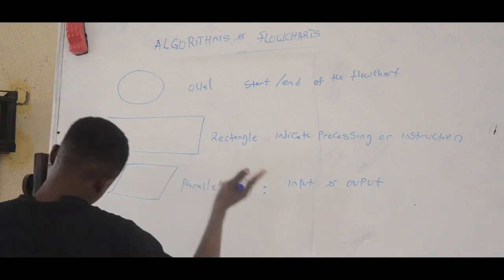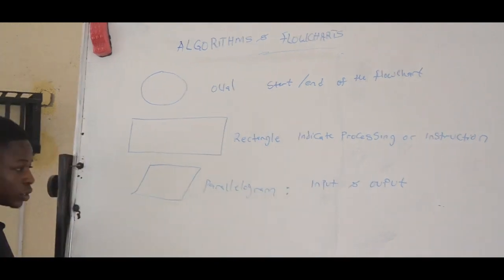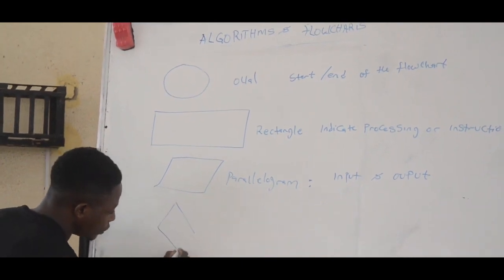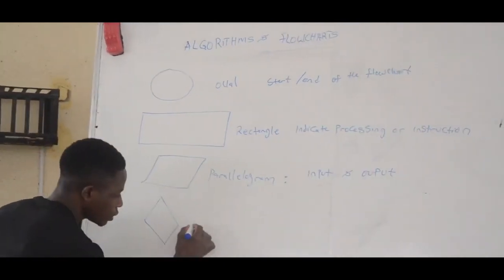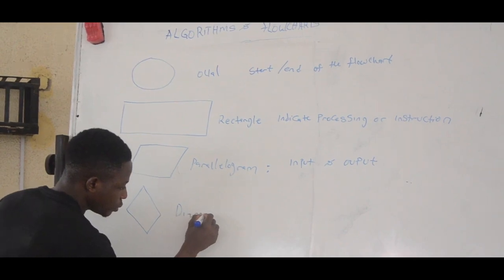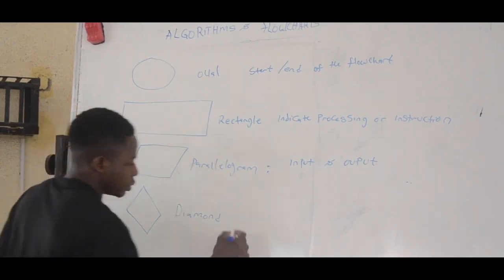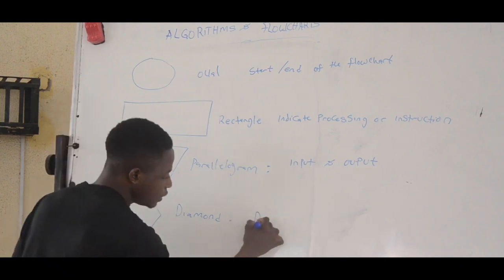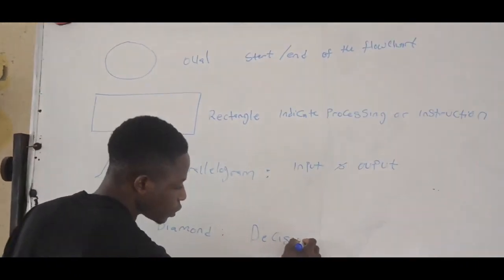Now we have another one, which is very essential also. What is this? This is a diamond. So what does this do? The diamond is used for decision making.